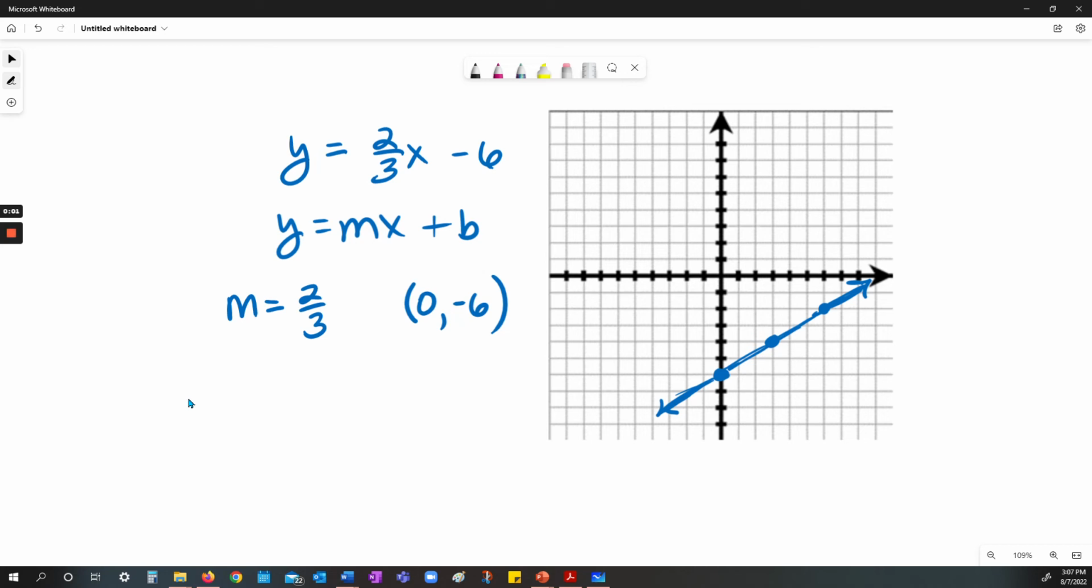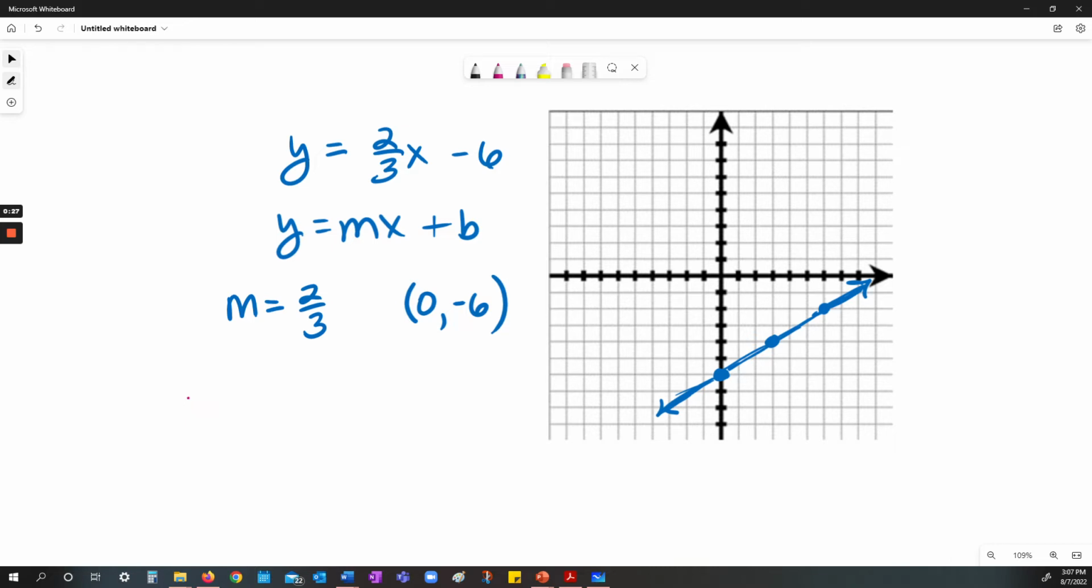Let's talk about the slope of a line a little bit more. Another way to understand a line is through its slope and the slope between two individual points. So if we look at this line, y equals 2/3 x minus 6 is the equation. We have it graphed over here. The slope is 2/3. One point on this line is at (0, -6).